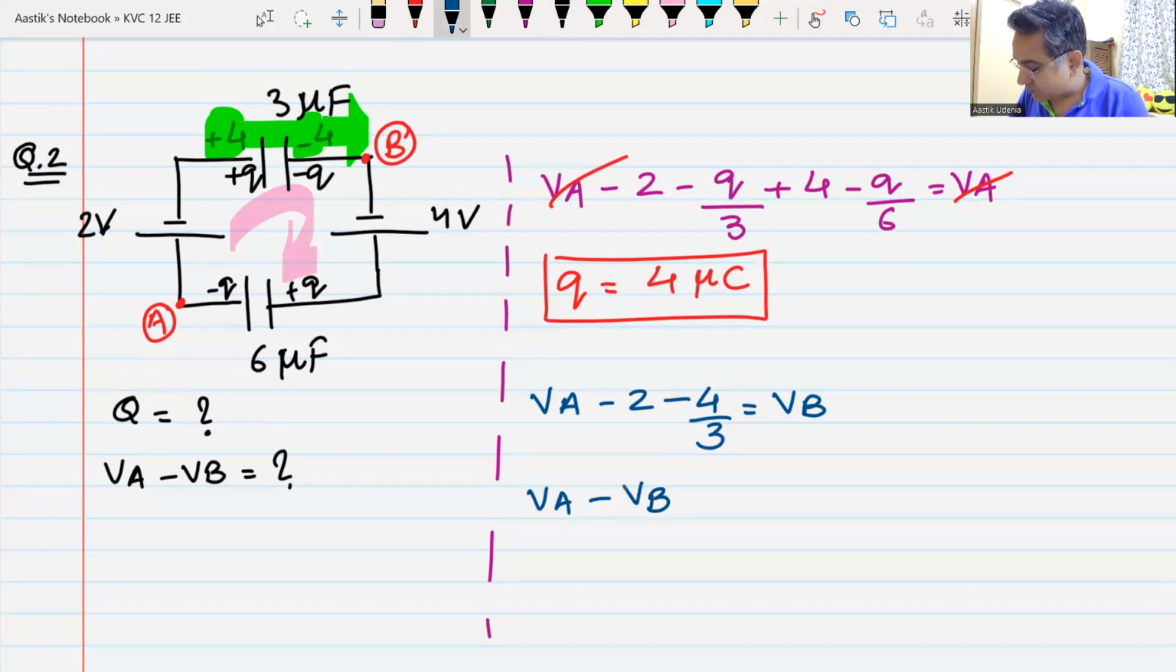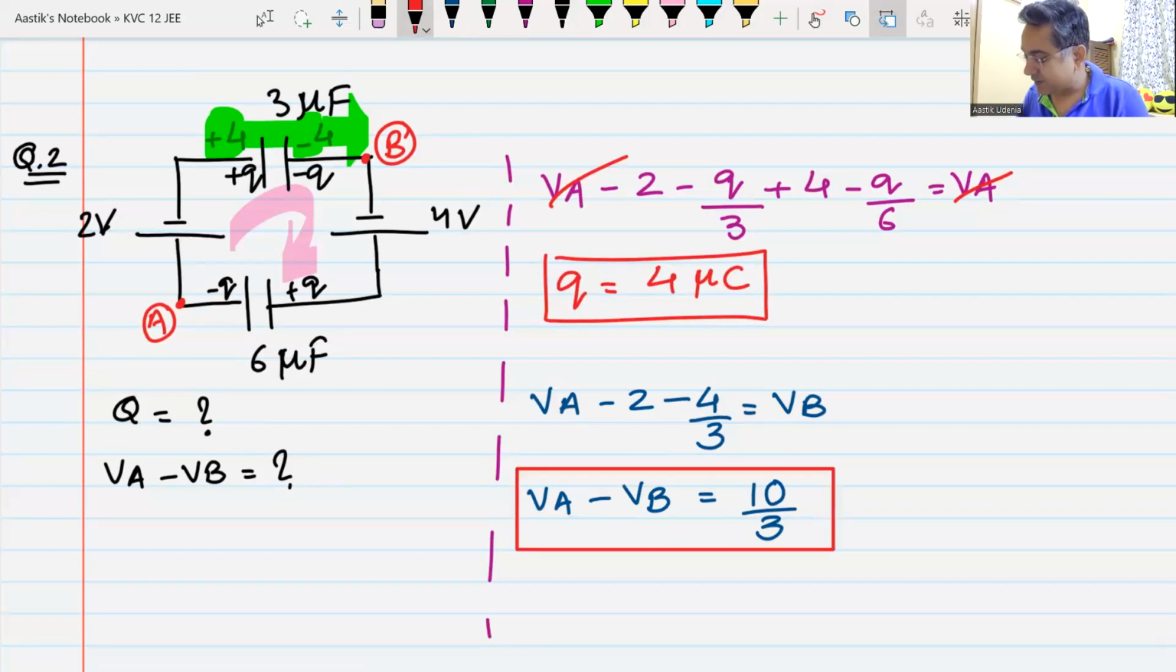How much is VA minus VB coming? 10 by 3. Plus 10 by 3. And that should be the answer if you have done the calculations correctly. I leave that part. Do we understand this, everyone? Okay, well done. Comes the next question. Everyone understands what we are doing?